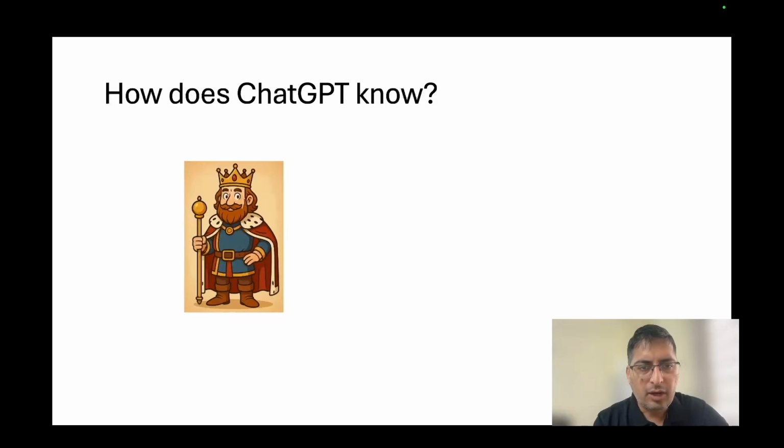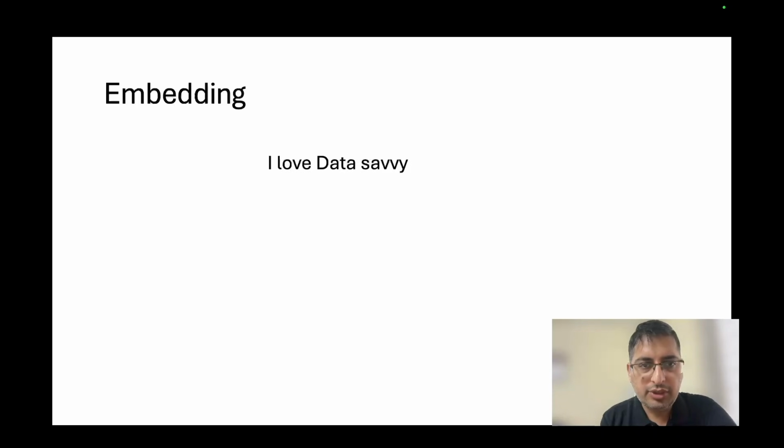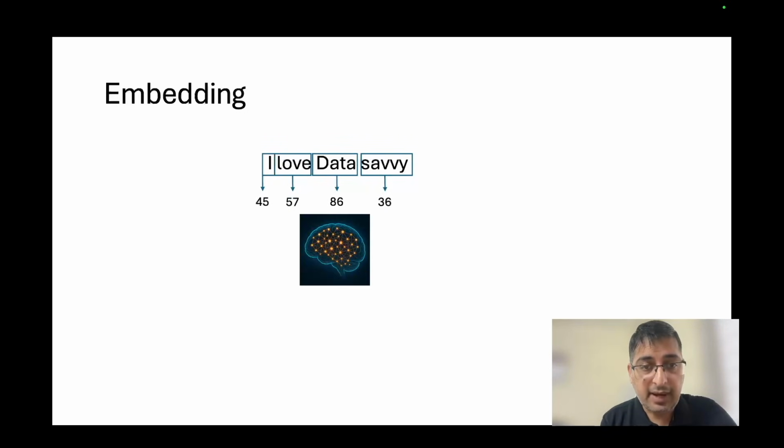Have you ever asked ChatGPT a question and wondered, how does it actually understand what I mean? And how does it know a king is related to a queen and not a dishwasher? The answer is embeddings, and today we are going to learn that. When you give an input to ChatGPT, it divides it into tokens. Every token is given an ID. Then this is passed through a neural network.